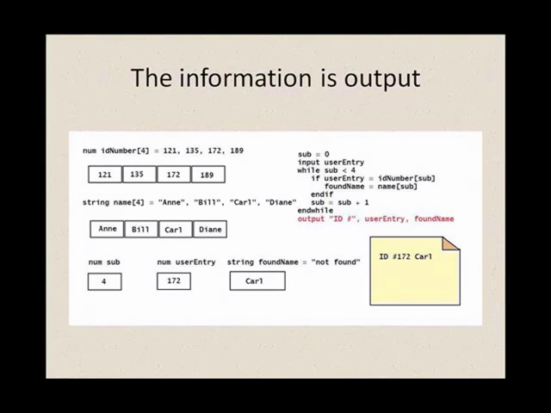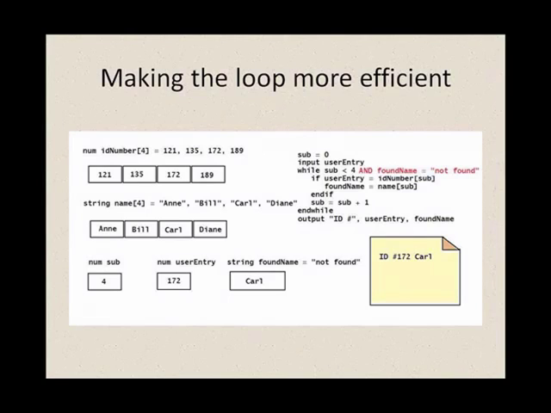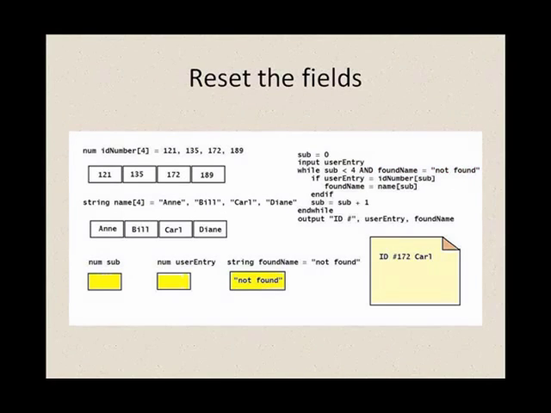So let's start over. Let's make the loop efficient by changing the while statement to not only compare the sub to 4, but also to compare the found name to not found. While it still says not found, you want to keep going. Let's wipe everything out and start over. Wipe out the subscript and the user entry and set found name back to not found. This time when the code starts, you can set sub to 0. Let's say the user enters 121.